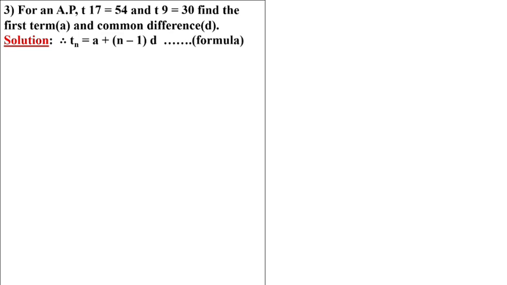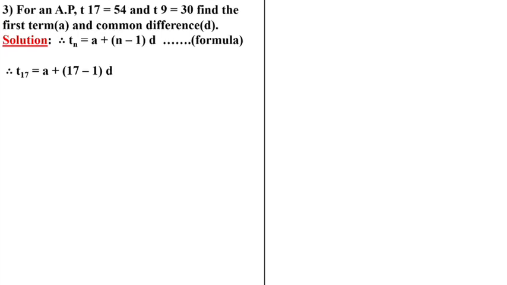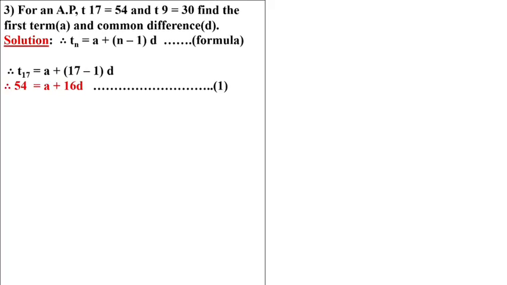The Tn formula is a plus n minus 1 d. Now T17 is given, T17 equal to a plus, n value is what? 17 minus 1 d. T17 value is 54 equal to a plus 16d, since 17 minus 1 is 16d. That is equation number 1.